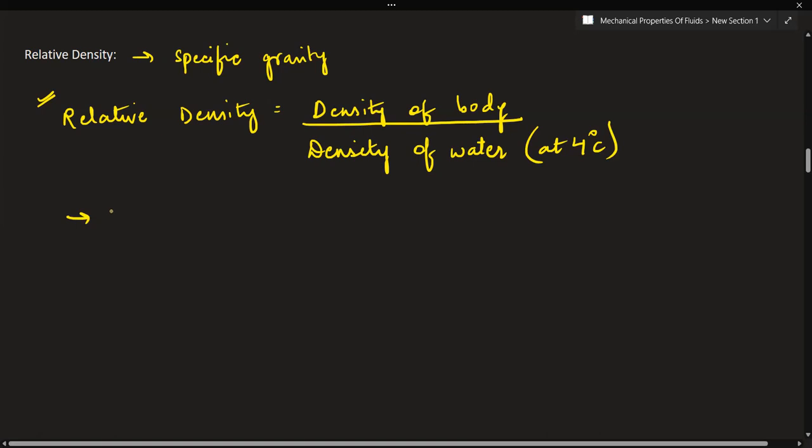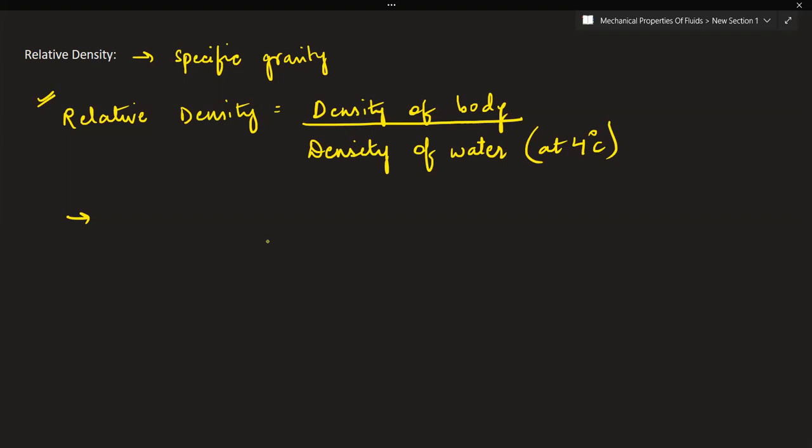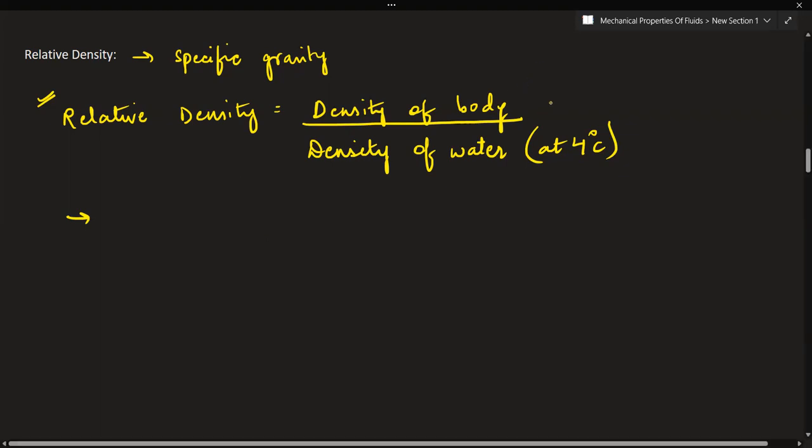Newton per meter square, ma'am. See, density, just try to recall strain. When we were discussing strain, it was the ratio between two similar quantities, length divided by length, volume divided by volume, means change in the dimension by the original dimension. So it was a unitless quantity. Similarly, the density's unit would be in the numerator as well as the density's unit of water in the denominator. Means kg per meter cube would be in the numerator as well as kg per meter cube in the denominator. So since it is the ratio of similar quantities, it would be unitless. Okay, ma'am.